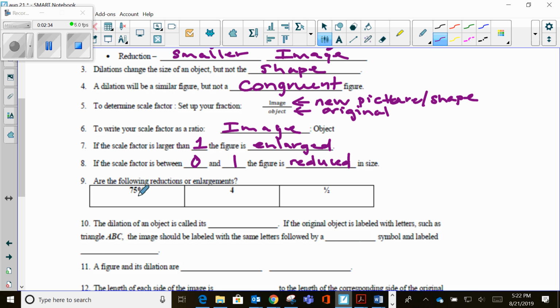If we're talking about 75% of an object, this 75% is less than 100. So this would be a reduction because the object would be getting smaller. It is 75% of the original size, so it's getting smaller. If I look at this number 4 as my scale factor, that means it's 4 times larger. 4 is greater than 1, so that means it is an enlargement. And finally, 1/2 is a number that is between 0 and 1, so you're taking half the size, which would be a reduction.